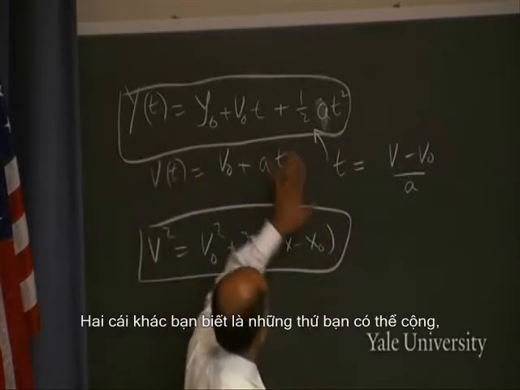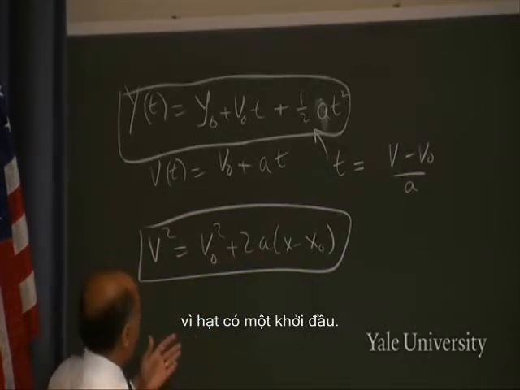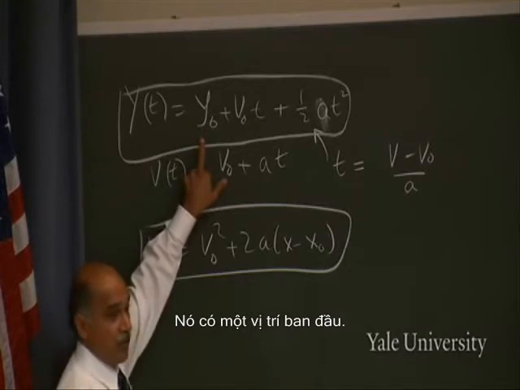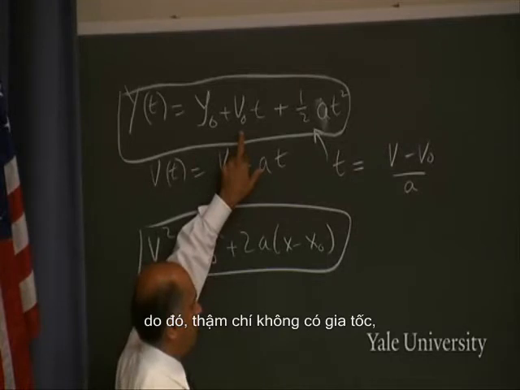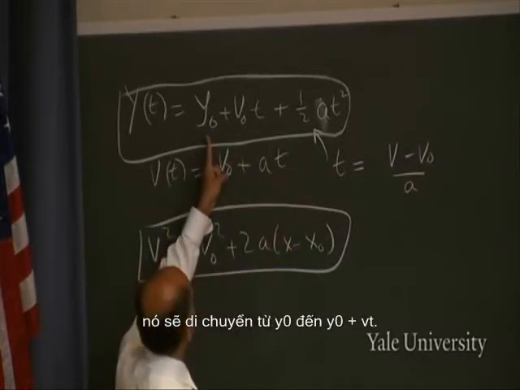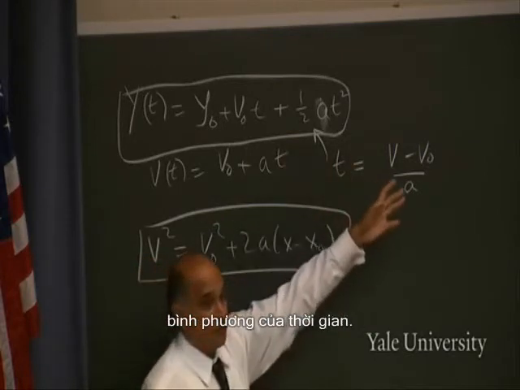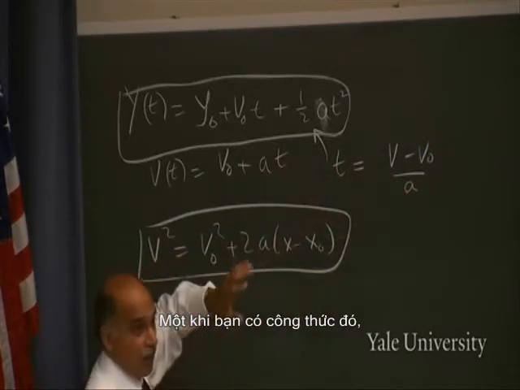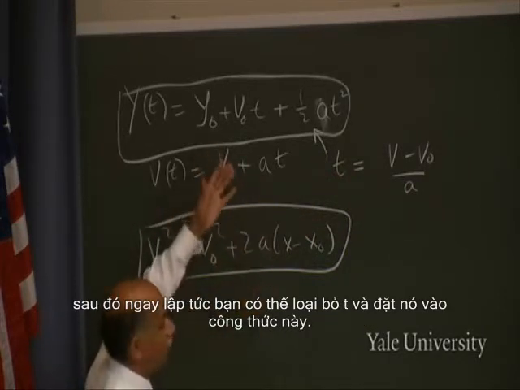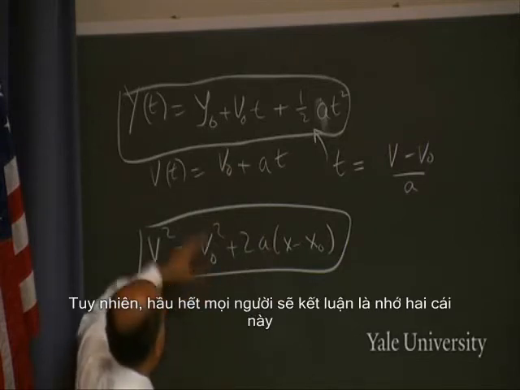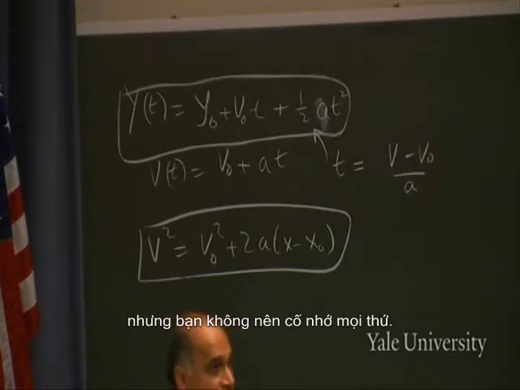The other two you know are stuff you can add. And you know why you're adding those things. Because the particle has a head start. It's got an initial position, even at t equal to 0. And it has an initial velocity. So even without any acceleration, it will be moving from y0 to y0 plus v t. The acceleration gives you an extra stuff, quadratic in time. Once you got that, one derivative will give you the velocity. Then in a crunch, you can eliminate t and put it into this formula. But most people end up memorizing these two because you use it so many times. Eventually it sticks in you, but you shouldn't try to memorize everything.